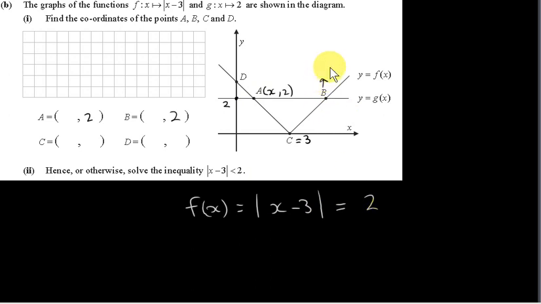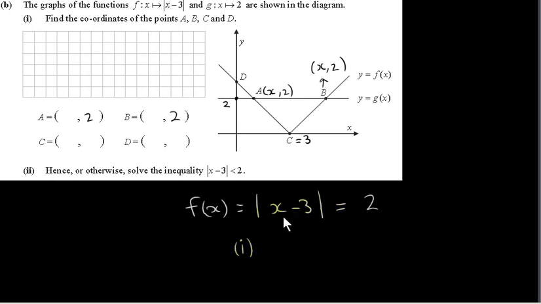B has the same form. Its coordinates are x comma 2, but of course the x value is going to be different, so we're going to get two solutions to this equation. When we're solving an equation that involves a magnitude, we have to consider two cases.